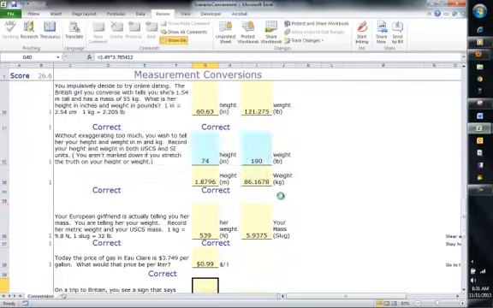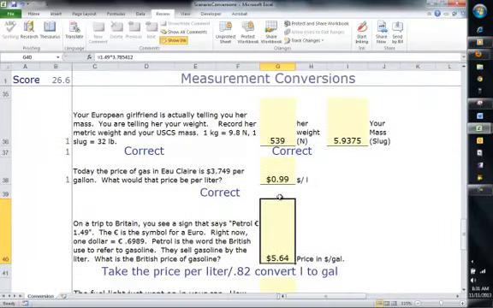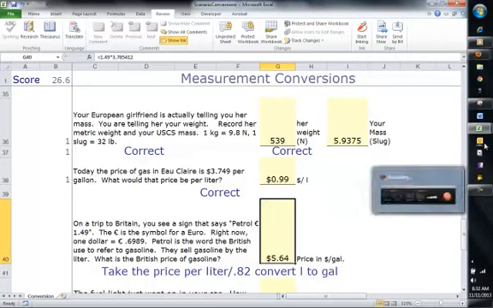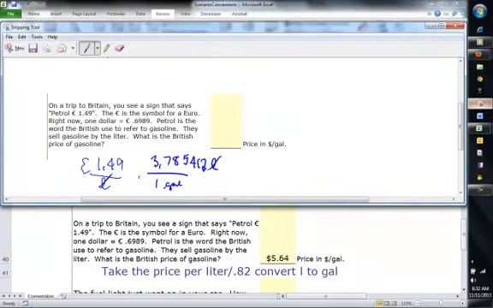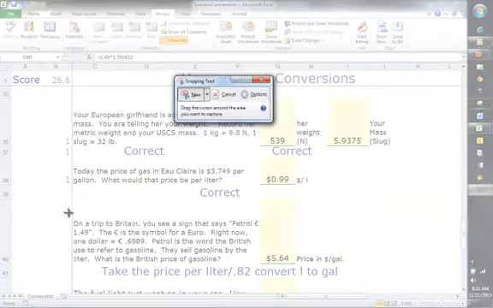Okay, so on a trip to Britain, you see a sign that says petrol €1.49. The € is the symbol for the euro. Right now, $1 is 0.6989 euros, and petrol is the word the British use to refer to gasoline. They sell gasoline by the liter, so we want the price per gallon. Let's look at our conversion here.